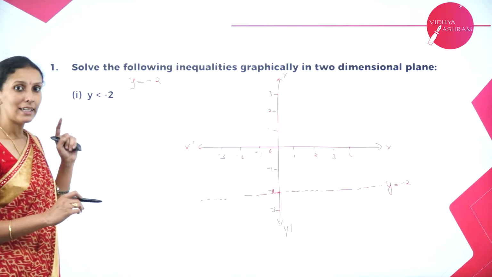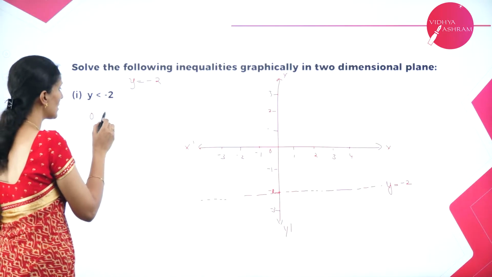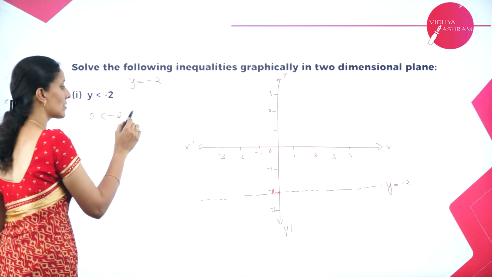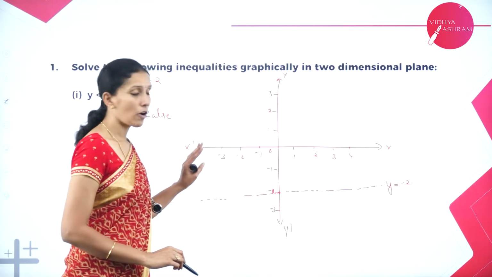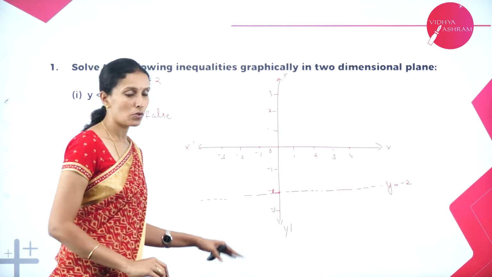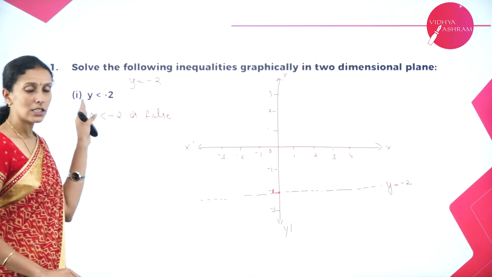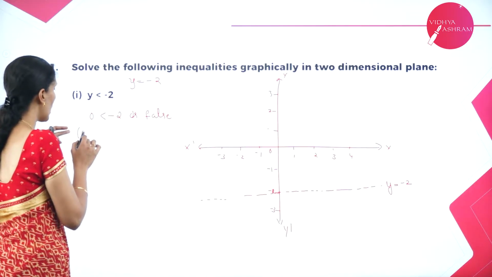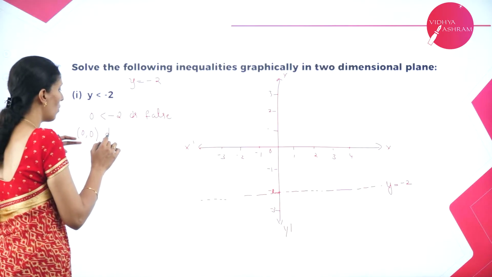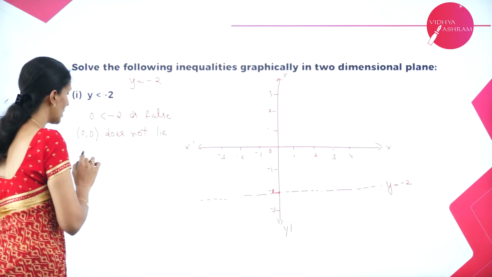For that, take y is equal to 0. If you take y is equal to 0, then 0 less than minus 2 is false. 0 cannot be less than minus 2. So therefore, the statement is false. Then where does the solution region lie? So if 0 less than minus 2 is false, what is our conclusion? 0, 0 does not lie in the solution region.